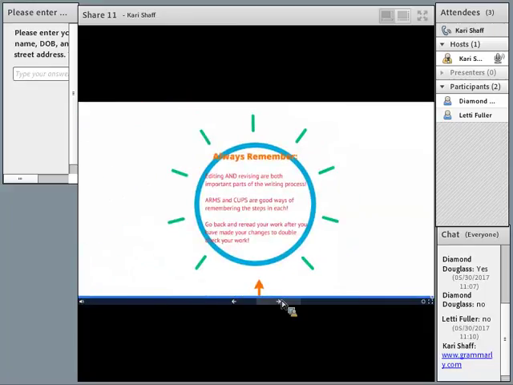So let's talk some more about it. Editing and revising are both very important, and they help perfect and polish that diamond that is your paper. ARMS and CUPS are good ways of remembering the steps in each. And you can go back and reread your work after you have made your changes to double check your work. It's a way to force you to do that, which I think is good.